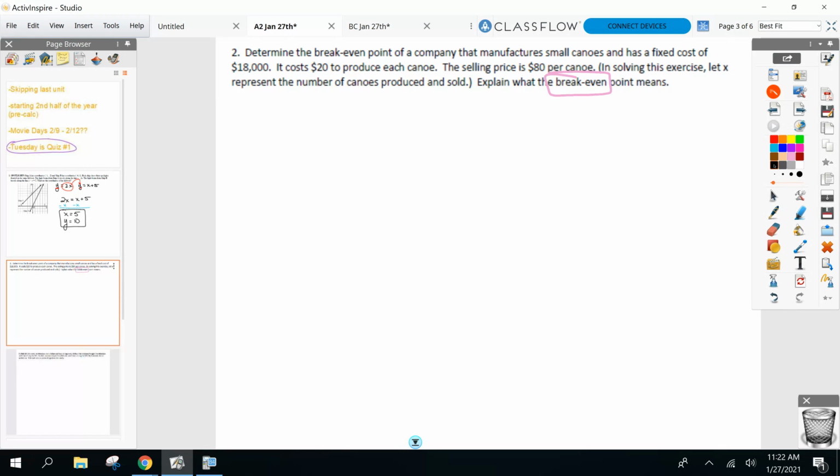All right, so I'm talking canoes. I've got a fixed cost of $18,000. Fixed cost means no matter how many canoes we sell, I still have to pay $18,000. It doesn't matter how many I sell, I still get charged $18,000. It's $20 to produce a canoe, and then I'm going to sell it for $80. How many of these canoes do I need to sell to break even? So I'm not going to lose money, but I'm also not going to make any money. So it says let x equal the number of canoes.